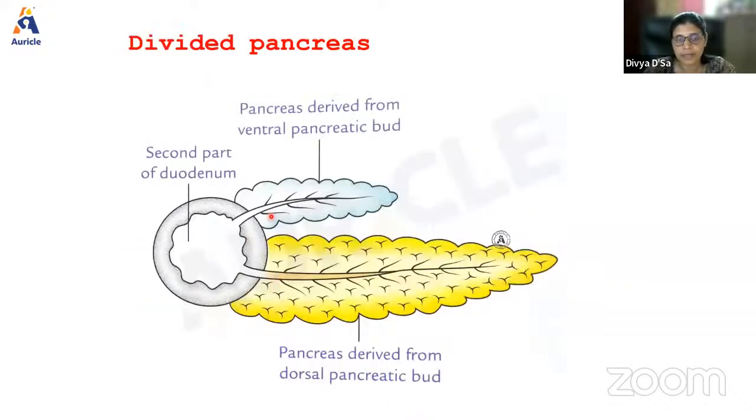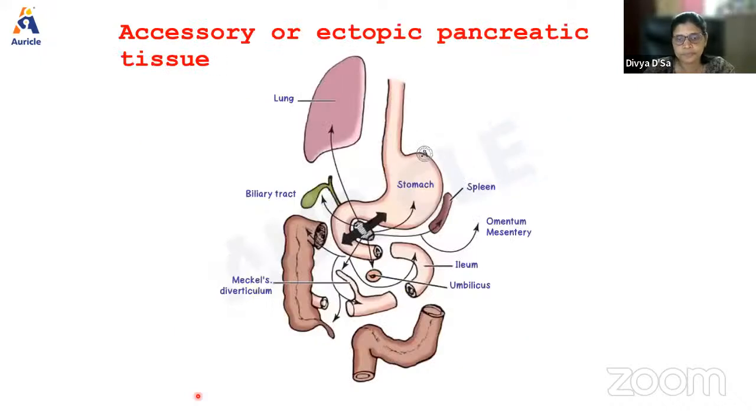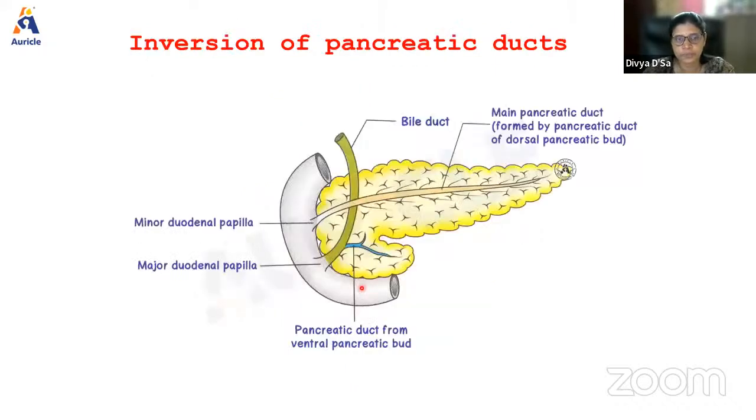This is a divided pancreas, where the buds don't fuse at all and they separately open into the second part of the duodenum. And there may be accessory or ectopic pancreatic tissue, which may be seen in the ileum, around the umbilicus, in the omentum, near the spleen, or near the Meckel's diverticulum.